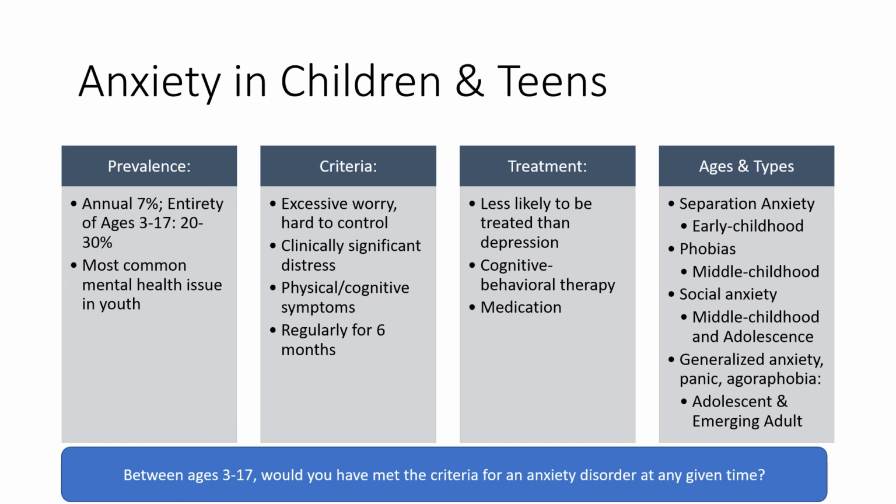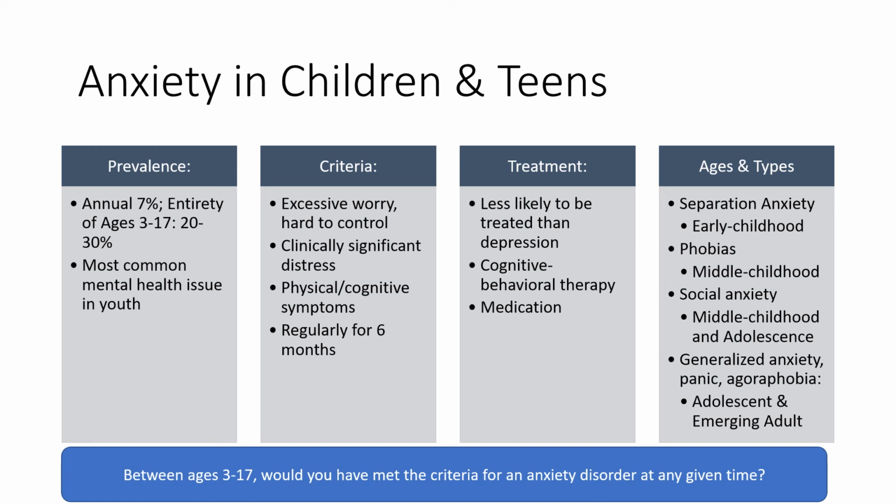So your book doesn't mention anxiety, at least in adolescence, but it is the most common mental health issue in youth, meaning children and adolescents. It's twice the rate of depression. So in any given year, 7% of youth ages 3 to 17 would have an anxiety diagnosis. And if we ask people who are older if they met the criteria for an anxiety disorder between the ages of 3 and 17, maybe 20 to 30% would have.